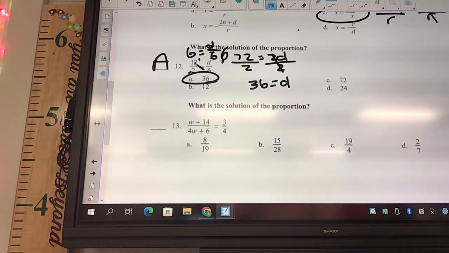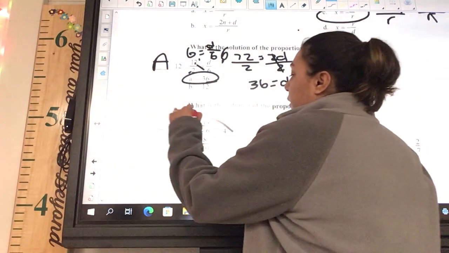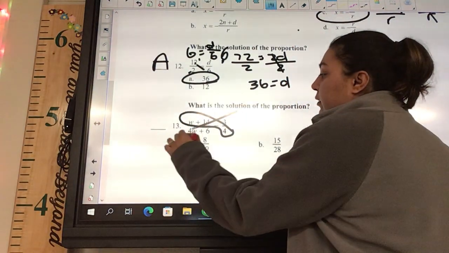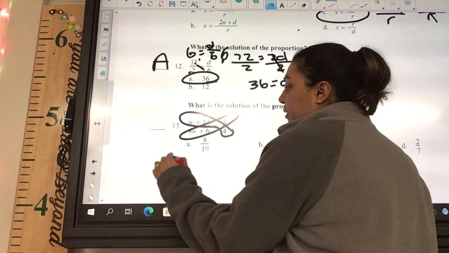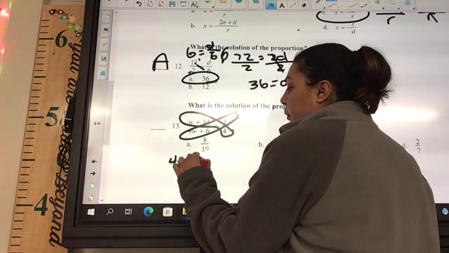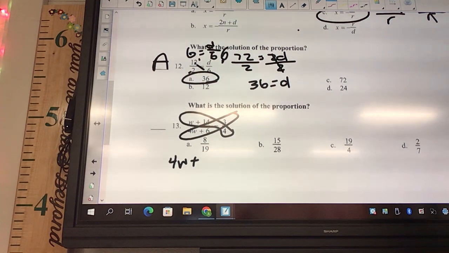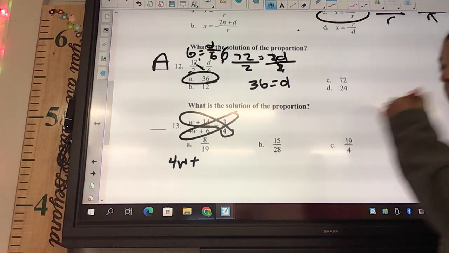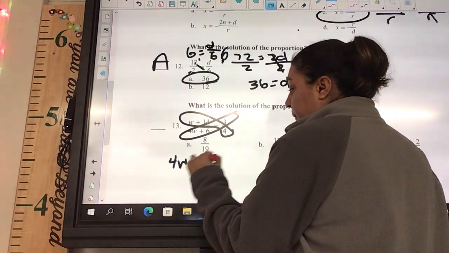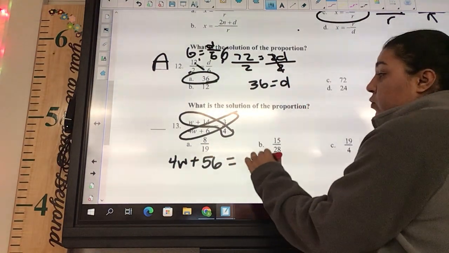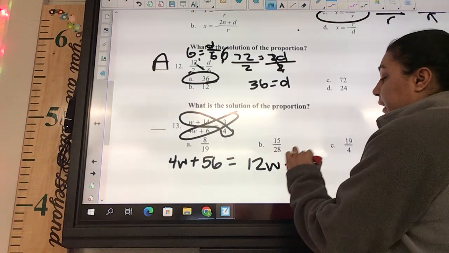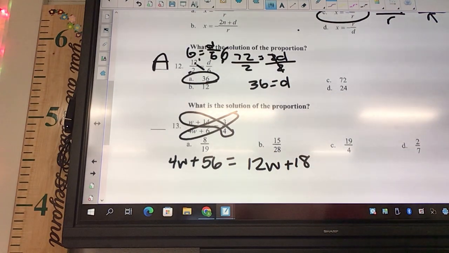So for 13, we're still solving the proportion. We're going to multiply these two and multiply these two. So 4 times W is 4W plus, what is 14 times 4? 56. You're going to get 12W plus 18. Okay, and then what?